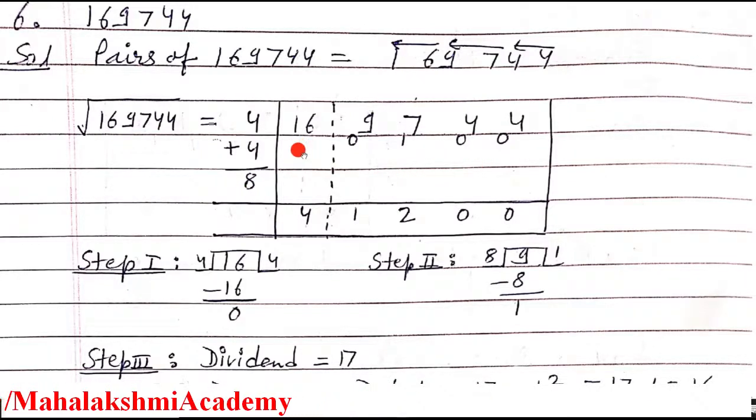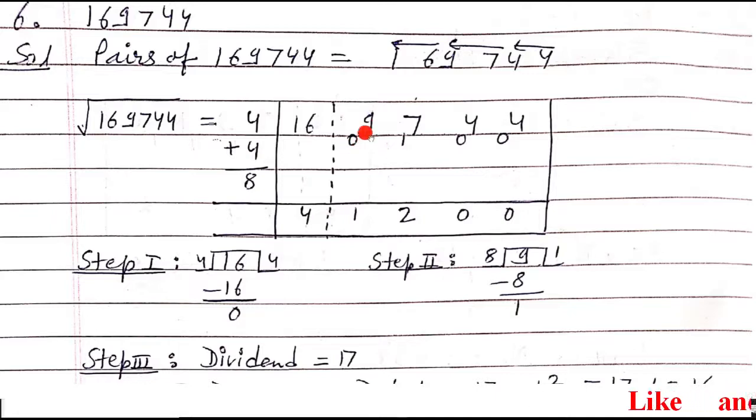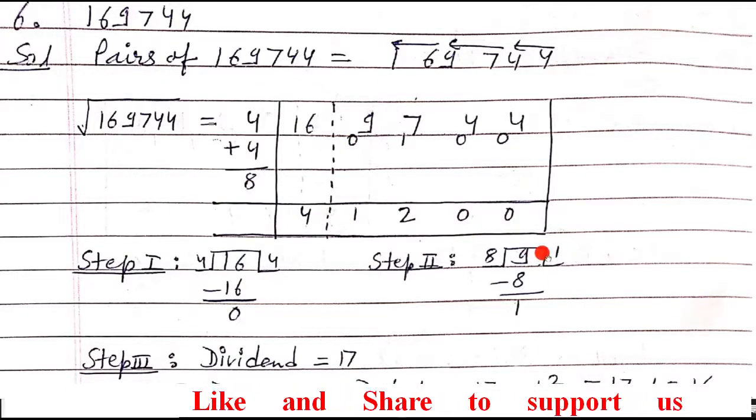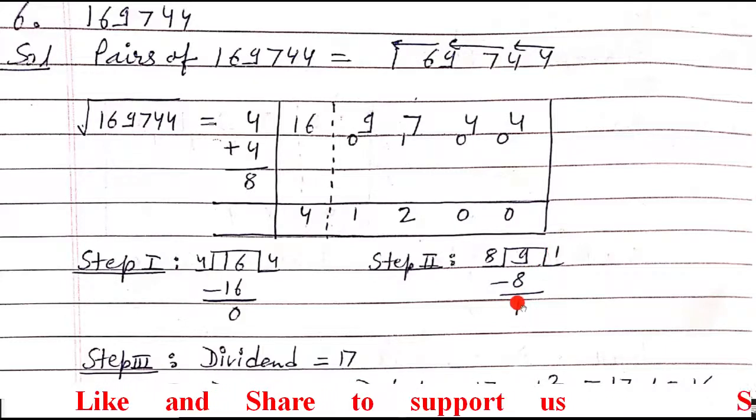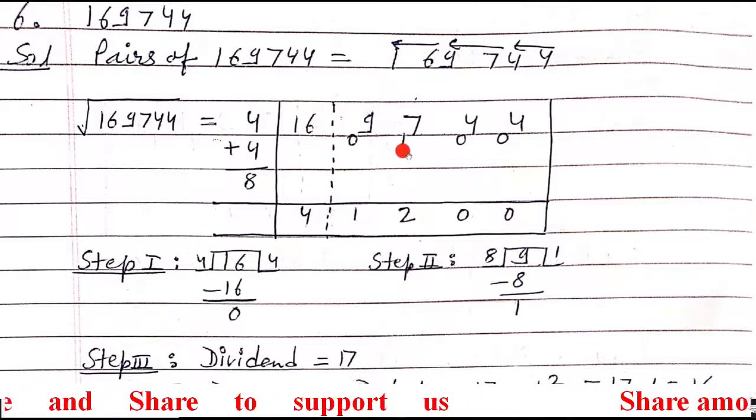So we'll start the steps. First step is to divide this 16 by 4. So we get 4, and the remainder is 0. So the dividend is 0, 9, 9. And you know that after the dotted line, the first dividend we do not have to improve. So 9 is directly divided by 8. We get quotient 1 and remainder 1.